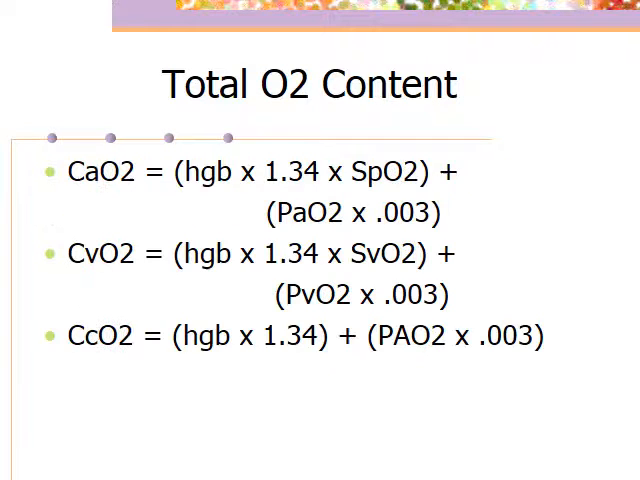If you look at this next slide, you will see the CaO2, that's the oxygen content in the arterial side. So that's what's being delivered to the tissues. The CaO2 is being delivered to the tissues. That's your hemoglobin times your 1.34 times your SpO2. That's your bound hemoglobin.